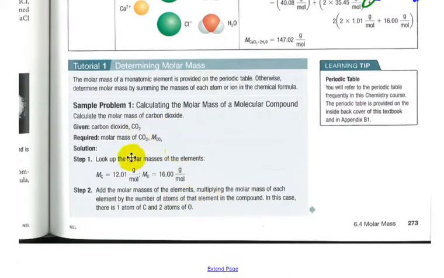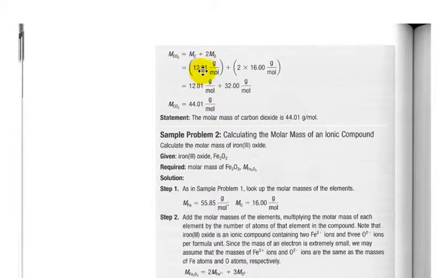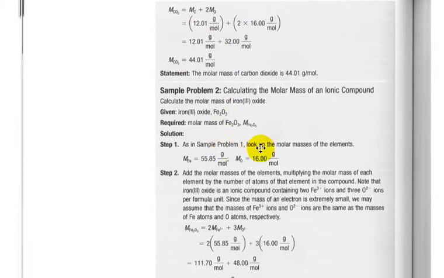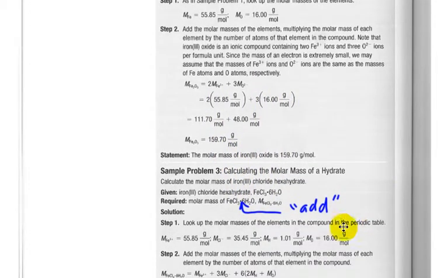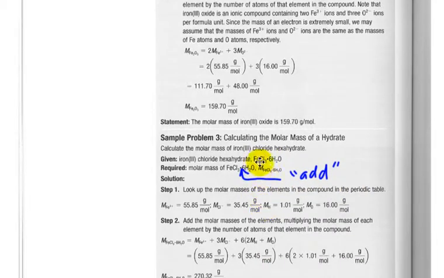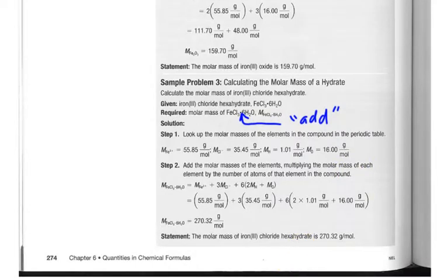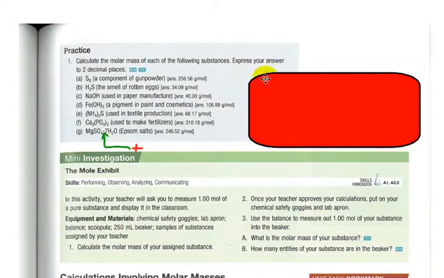So here's an example, carbon dioxide as mentioned earlier. So we have 1 carbon, 2 oxygens, 44.01. And then here we have iron(III) oxide, 2 irons, 3 oxygens. Add them up after you multiply, you get the answer. Also another hydrate here, 1 iron, 3 chlorides, and 6 water molecules. And there we go. Okay.